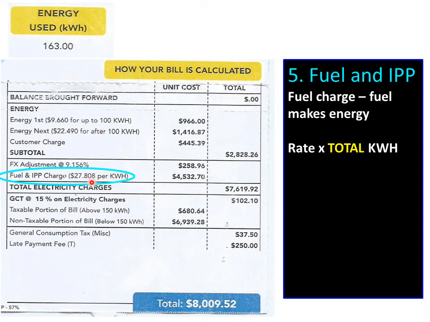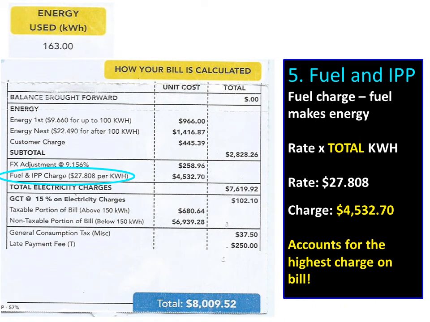The bill gives you an indicator of what to do. So you're going to look on the bill and read what the charges say and how the charges are calculated. And that will help you to understand how to calculate the bill. All right. So I did say that the rate is 27.808. Okay, good. Notice the charge is $4,532.70. The fuel and IPP accounts for the highest charge on the bill, the fuel cost. I'm just pointing that out.